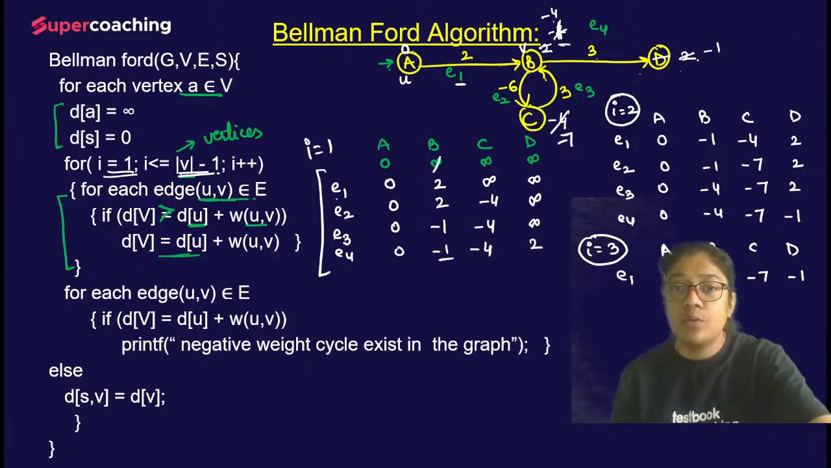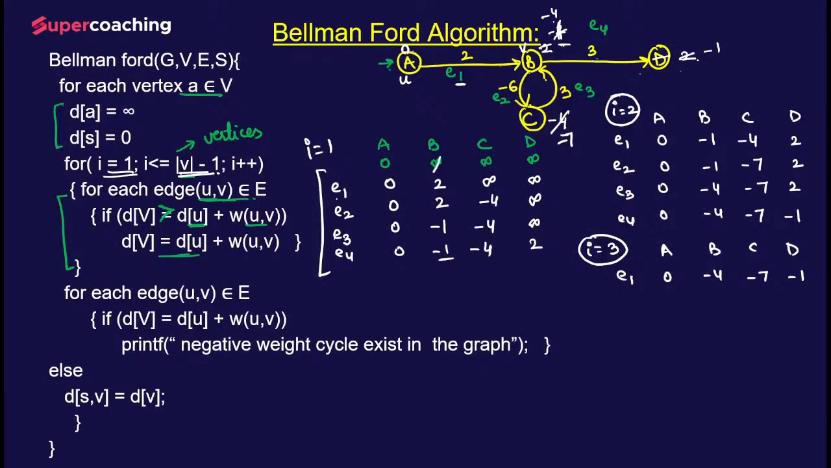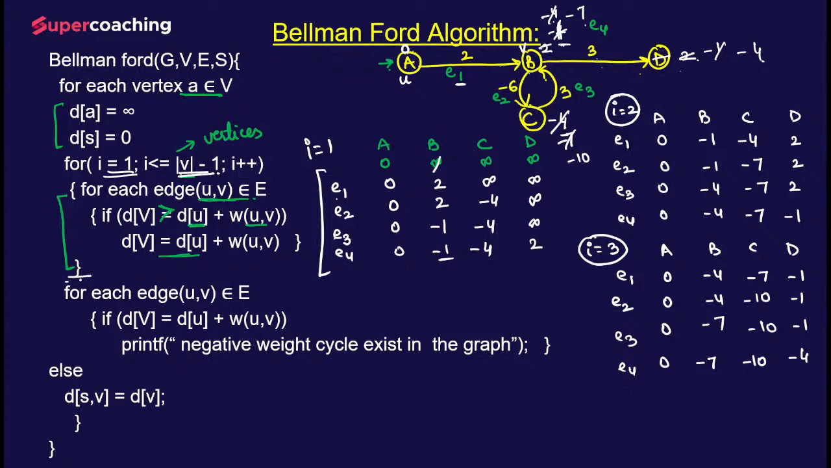Now take the next edge, E2. E2 exists between B and C. C के ऊपर impact आएगा, so it will be updating this value to -10, 0, -4 and -1. After that, -10 plus 3 is coming out to be -7. So obviously -7 is smaller. So E3 is making a change here. -10 and -1. Then -7 plus 3, that comes out to be -4. So the value of D gets updated to -4. This is for E4. -10. This iteration is also over.